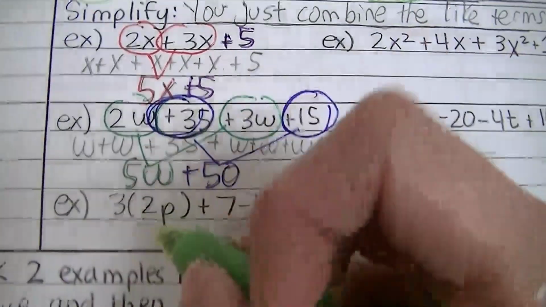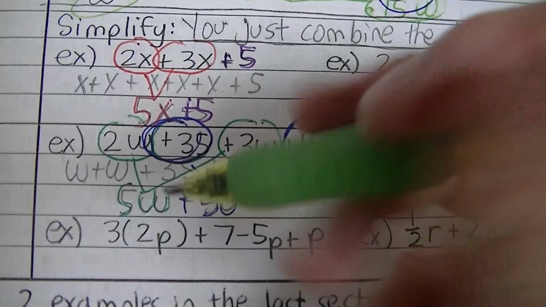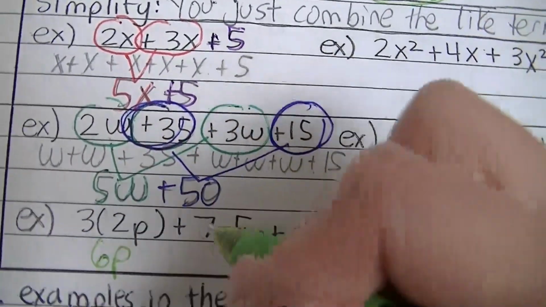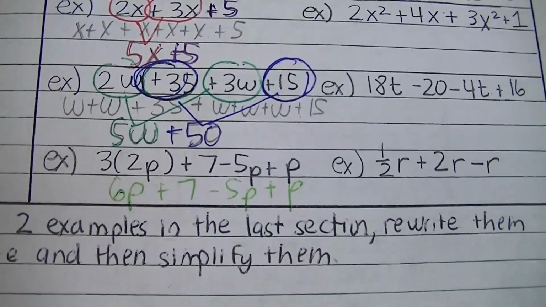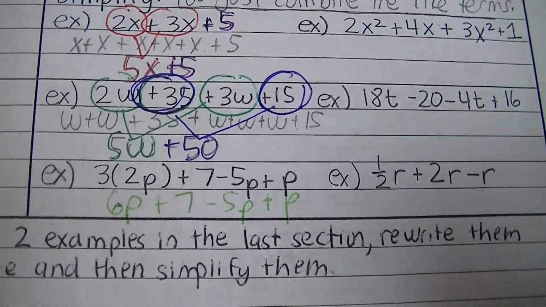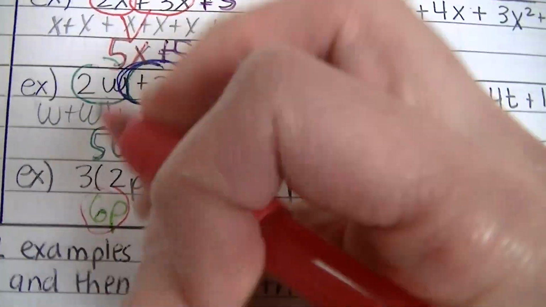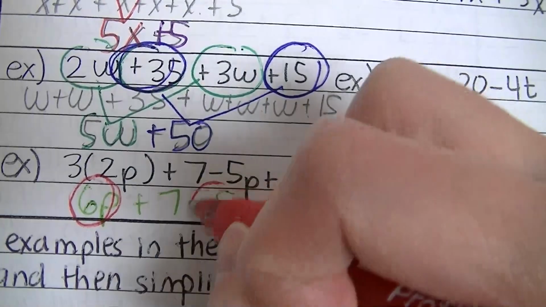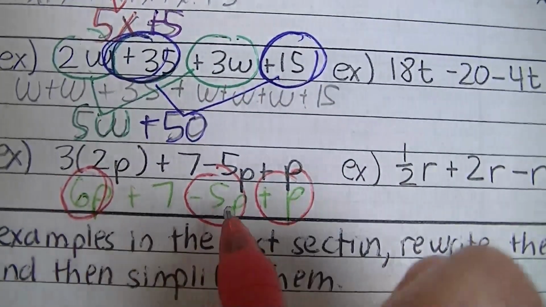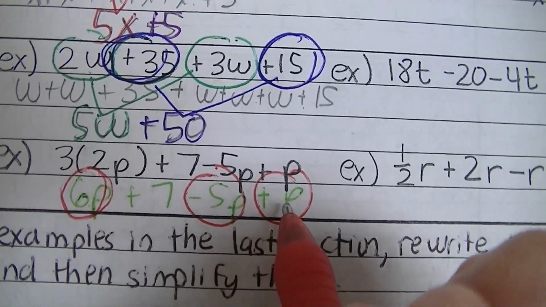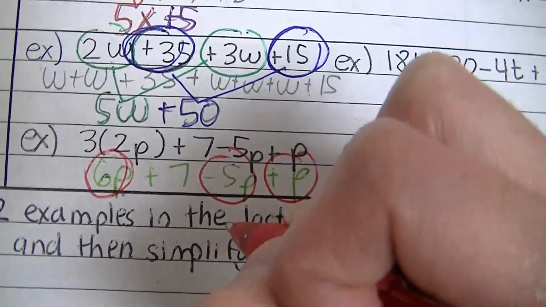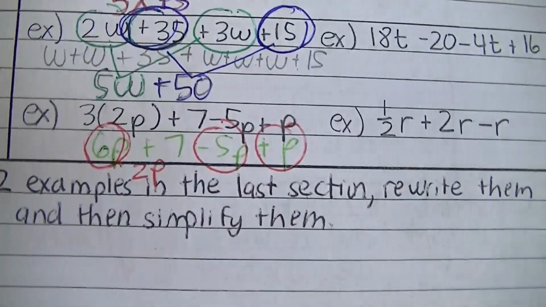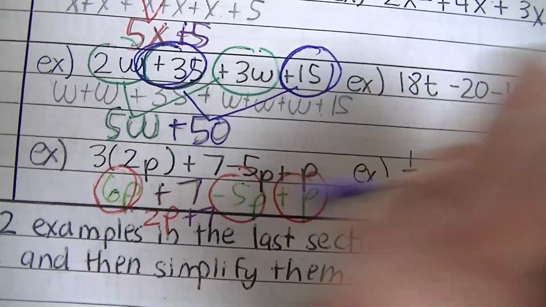Okay, the next one. 3 times 2p is 6p, and plus 7 minus 5p plus p. So from there, I'm going to go ahead and I'm going to combine those like terms. And I see 6p's, and then a minus 5p and a positive p. So 6p minus 5p is just 1p. And then 1p plus a p, that equals 2 p's, and then plus that 7 right there. Okay, so that's its simplified answer.